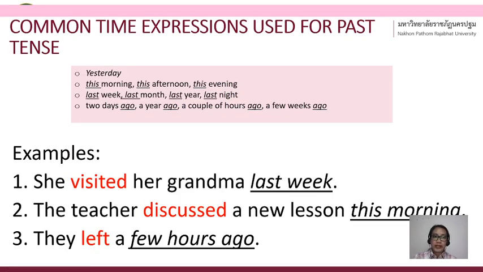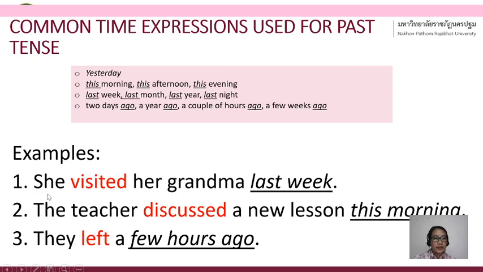So we will also discuss common time expressions used for past simple tense. We can see in the sentence these words: yesterday, this morning, this afternoon, this evening, last week, last month, last year, last night, 2 days ago, a year ago, a couple of hours ago, a few weeks ago. So the examples in the sentence are the following.